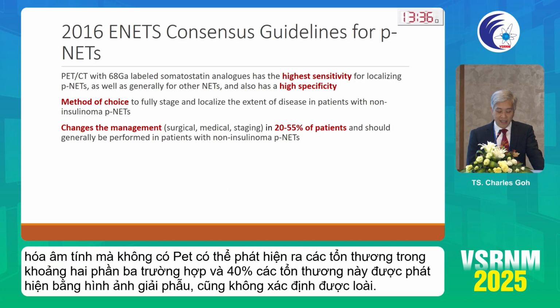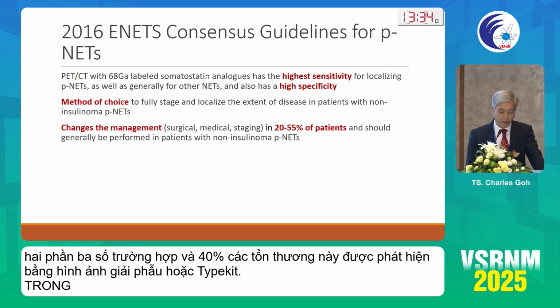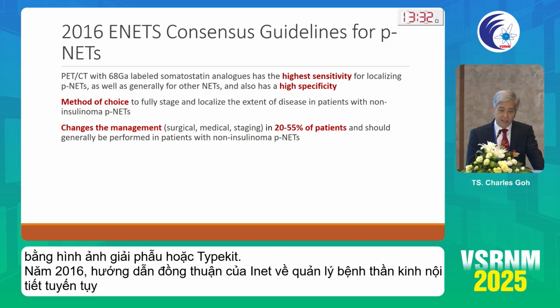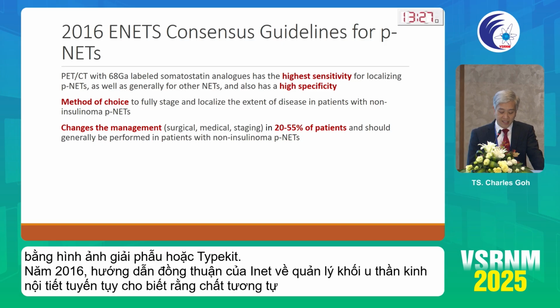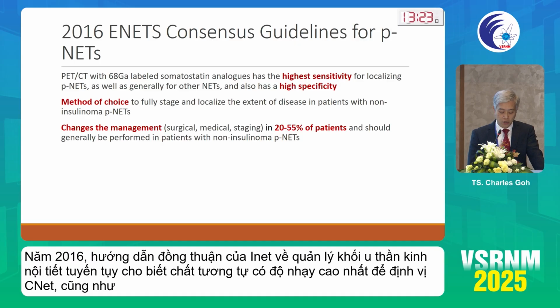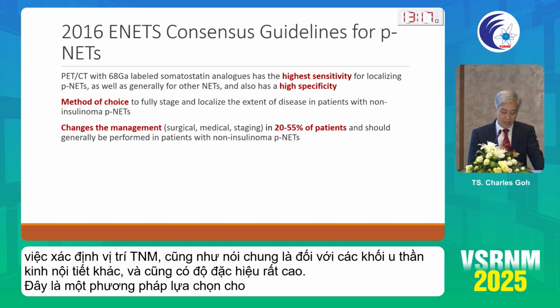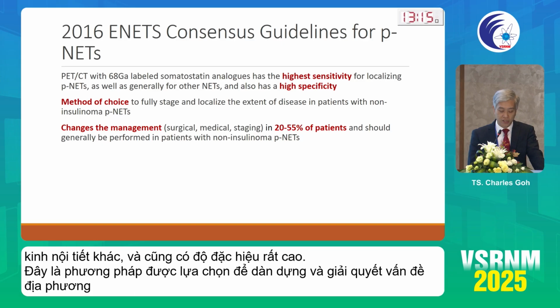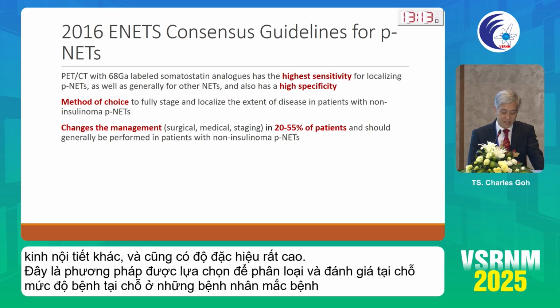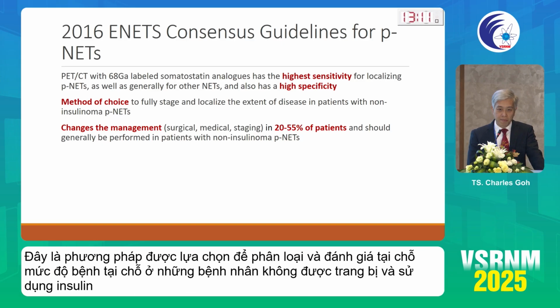ENETS's consensus guideline on pancreatic neuroendocrine tumors said that PET-CT with somatostatin analogs has the highest sensitivity for localizing PNETs, as well as generally for other neuroendocrine tumors, and also very high specificity. It is the method of choice for staging and locally assessing the local extent of disease in patients with non-insulinoma PNETs, and frequently results in change in management in up to 50% of patients.